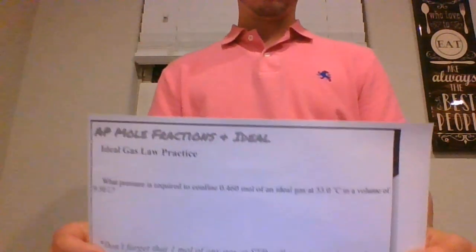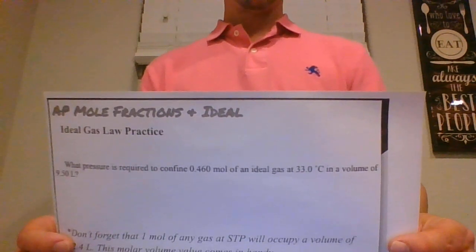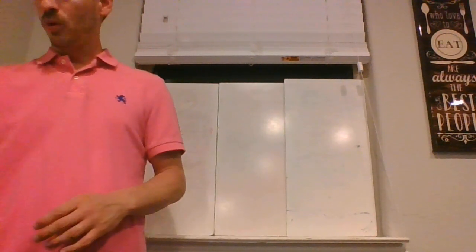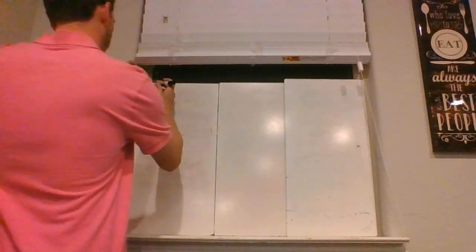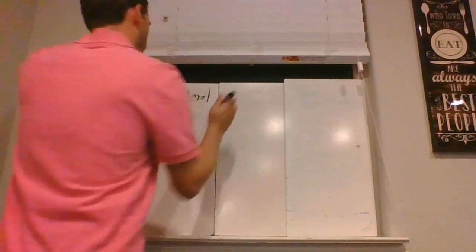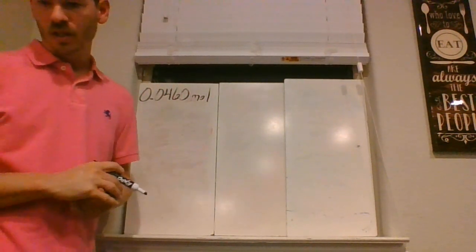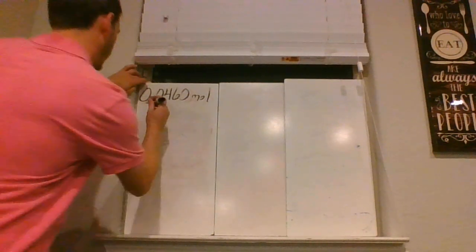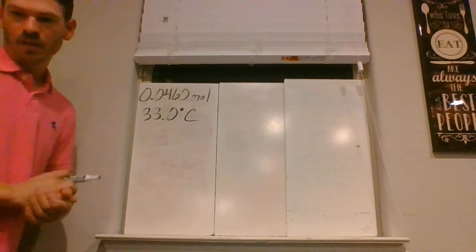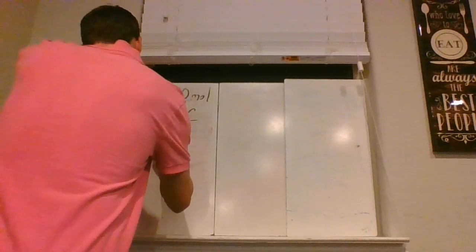All right, so we've got some values here. One of the ways that I know that we're dealing with the ideal gas law is that there's no repeat in units, so that kind of helps out. So what I can do is start identifying stuff. It looks like it gives me 0.0460 moles as one of the given numbers, and then 33 degrees Celsius, followed by 9.50 liters.